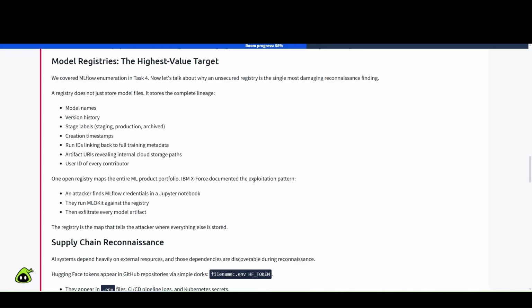IBM X-Force documented the exploitation pattern. An attacker finds MLflow credentials in a Jupyter notebook. They run MLflow kit against the registry, then extract every model artifact. The registry is the map that tells the attacker where everything else is stored.